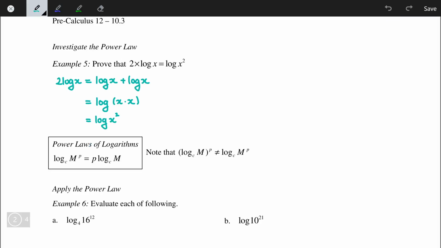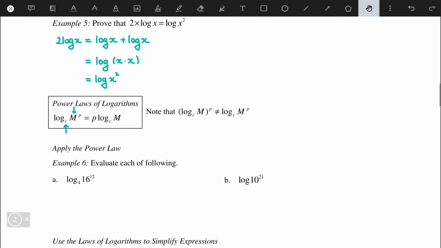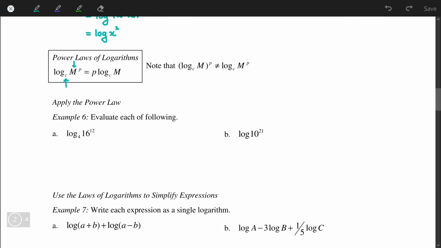And that is, if we have a logarithm in base c, and then m to the p power, like so, we can effectively move the exponent p to the front of the expression and rewrite it as p times log base c of m. So that's very useful, because if the exponent happens to be a variable, now we can move it in such a way that we can evaluate that variable, which wasn't really possible before. Okay, so let's look at some application of this law here.